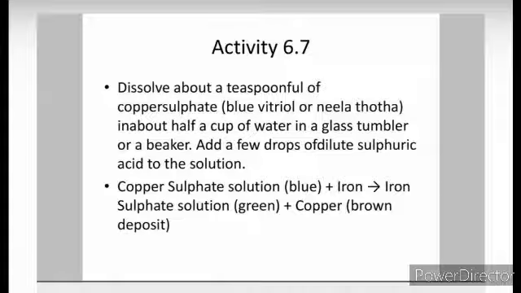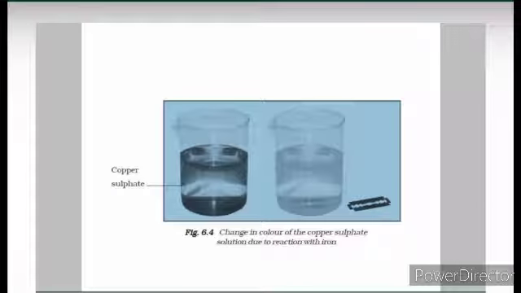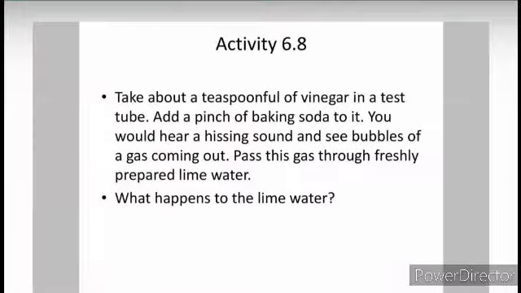Copper sulfate solution, so what is the equation here? It is mentioned: copper sulfate solution, blue in color, plus iron, it will give iron sulfate solution, green in color, plus copper, brown deposit. Copper will come out from it. See the picture also, it is given here in this picture. What is happening? Copper has been deposited at the bottom. Now we'll go for the next activity.